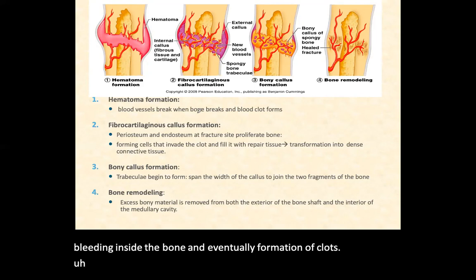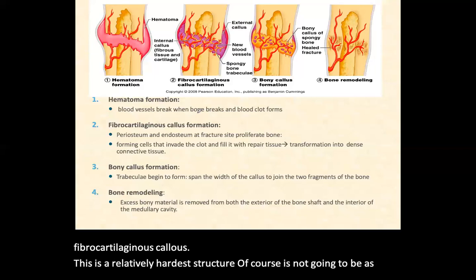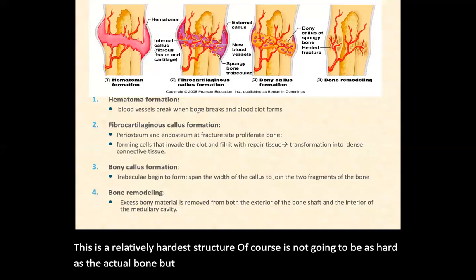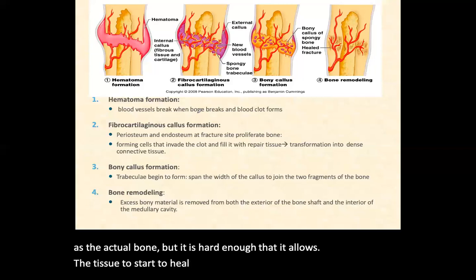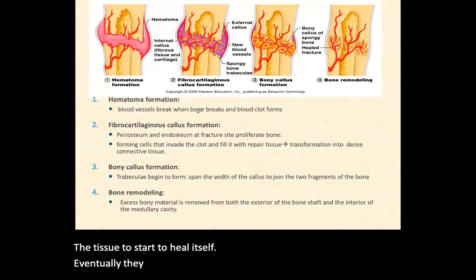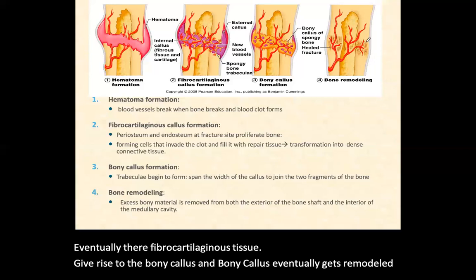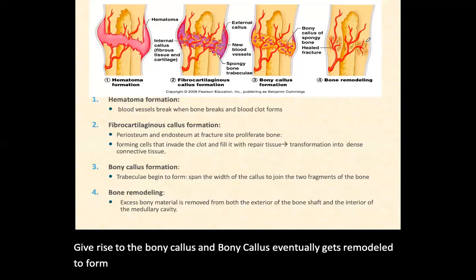After that, your bone creates something called a fibrocartilaginous callus. This is a relatively hard structure. Of course, it's not going to be as hard as the actual bone, but it is hard enough that it allows the tissue to start to heal itself. Eventually, the fibrocartilaginous tissue gives rise to the bony callus, and the bony callus eventually gets remodeled to form the bone, to complete the process of recovering from a fracture.